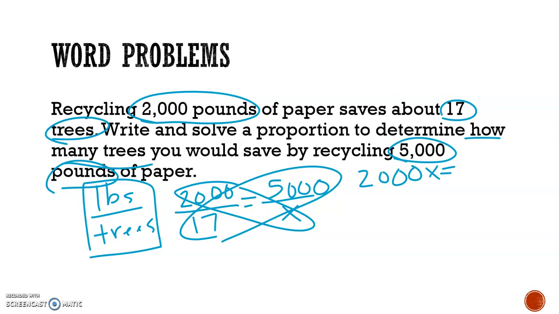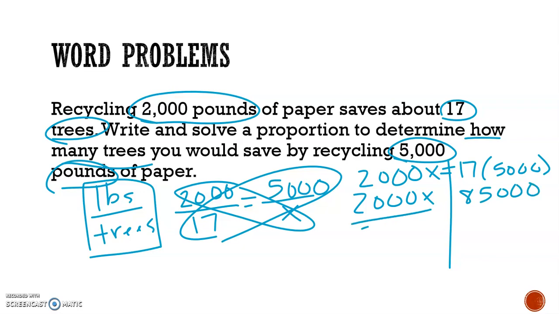So we have 2000x and then 17 times 5,000. Bring down that 2,000. 17 times 5,000 is 85,000. And then I'm going to divide both sides by 2,000 to bring that over. And if you know this trick, that's awesome. But a nice thing I can do is cross off when I have pairs of zeros. Because they're dividing each other out, they just will go away. And we're going to just really be doing 85 divided by 2.